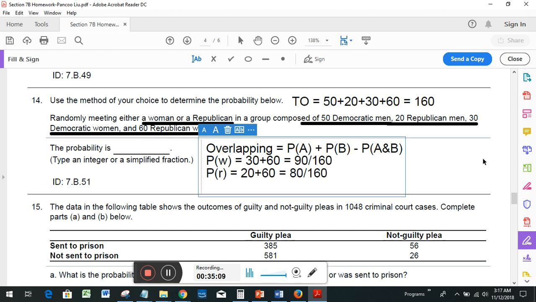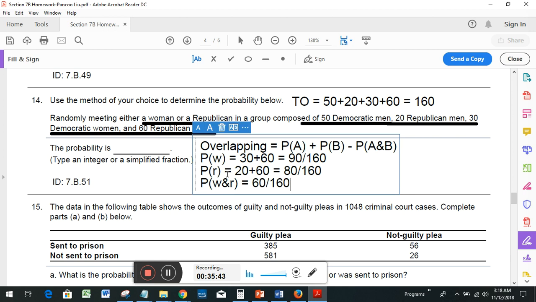Now we need to figure out the probability of an individual that is a woman and a Republican, so the combination of the two. We have a total of 60 Republican women. This is the combination of women and Republican, so 60 out of 160. In this case, we're going to take these three and plug them into the formula. We're going to add the first two minus the last one. When we subtract the last one, we'll be left with only women or Republicans, not women and Republicans.